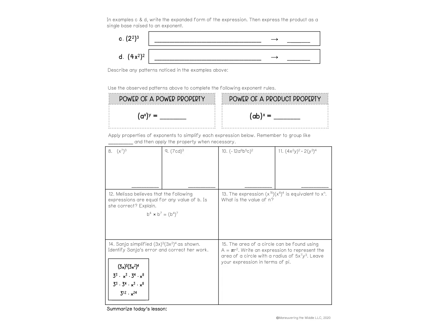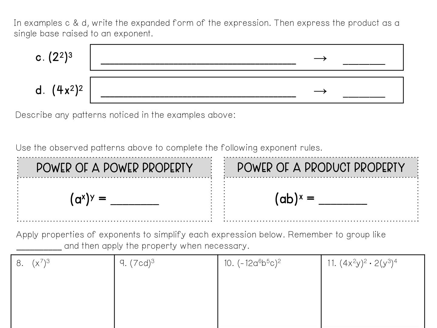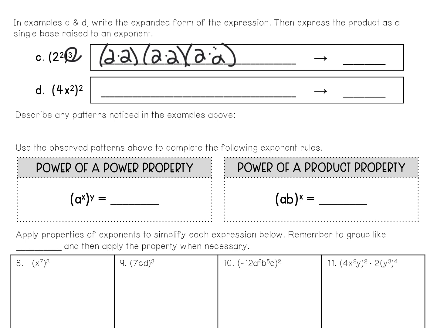Sometimes it says write A, C, and D in expanded form and then express as a product raised to a single exponent. So I want you to notice this is a little bit different because we have a number inside and outside the parentheses. If we're going to write it in expanded form, this says that I need to write 2 squared, which is 2 times 2, 3 times. 2 times 2 and 2 times 2. So when I count that, I have 1, 2, 3, 4, 5, 6 2's. So I have 2 to the 6th power.